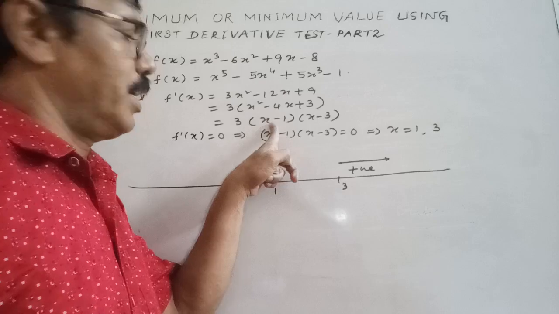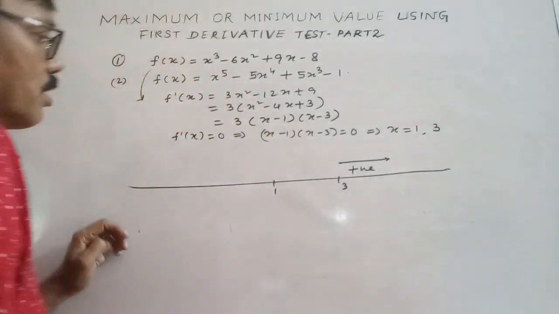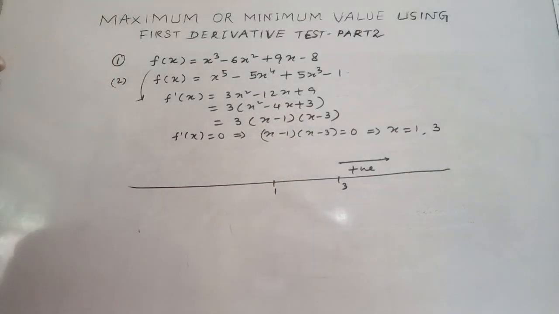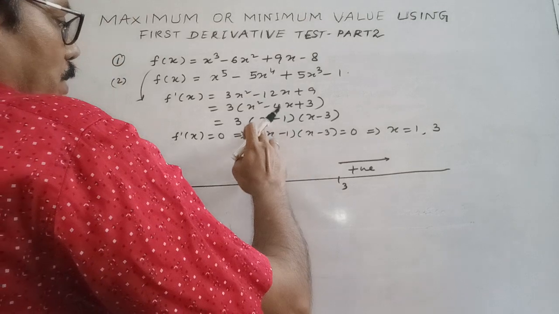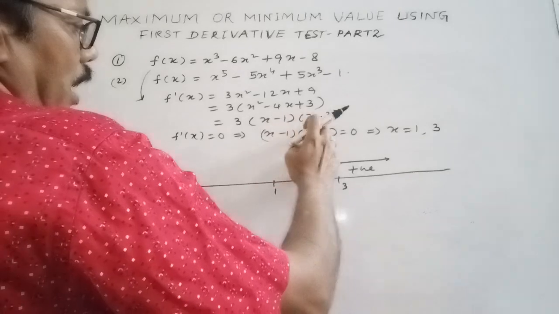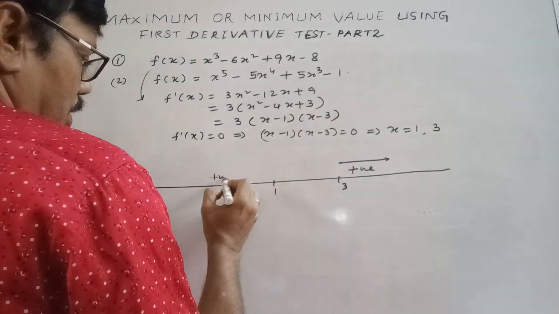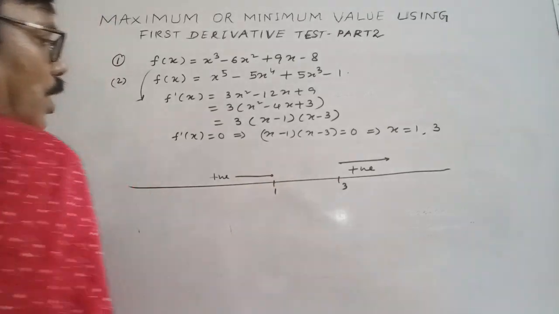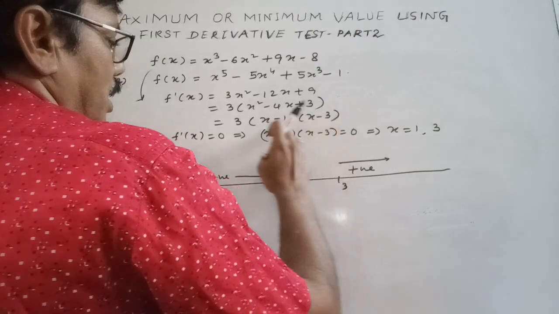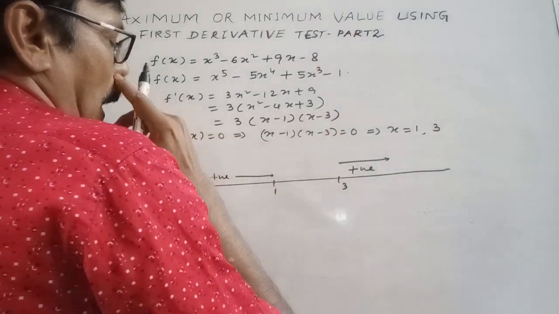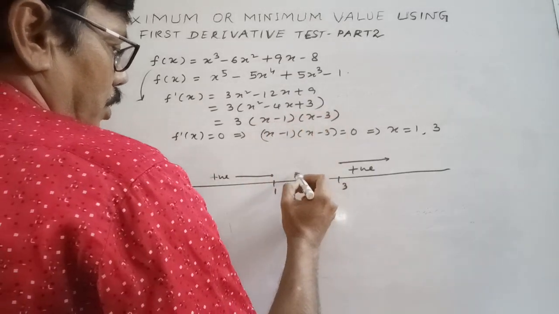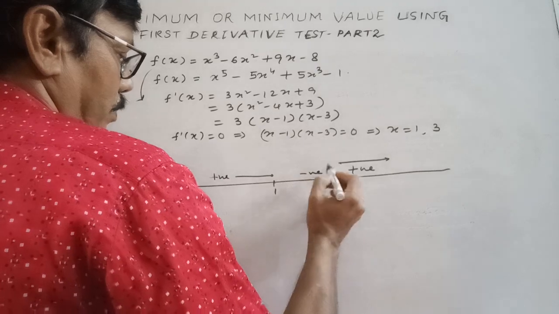For 1 minus, slightly less than 1, suppose any value less than 1, both factors will be negative and negative, so the product is positive. And in between 1 and 3, suppose 2, one factor is negative and the other is positive, so you are getting negative.